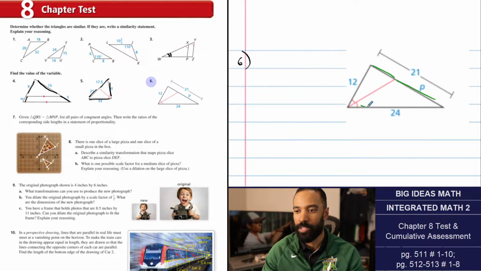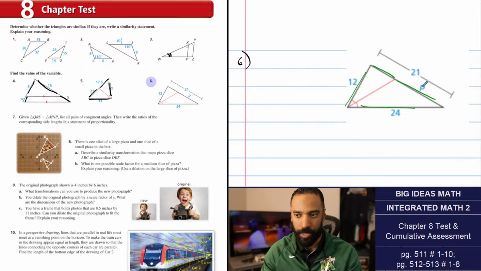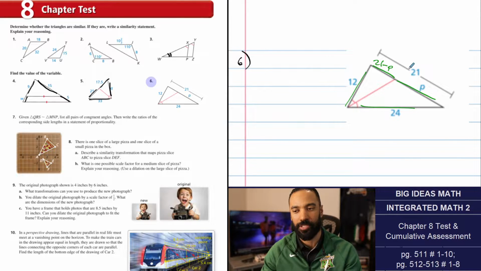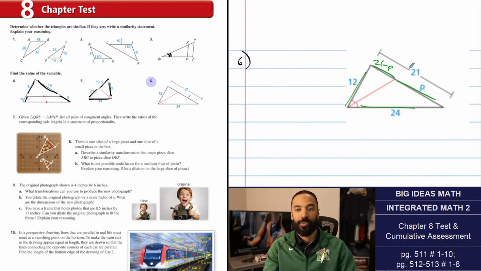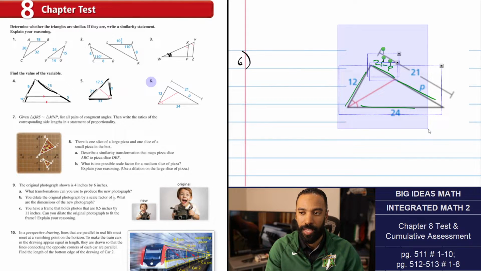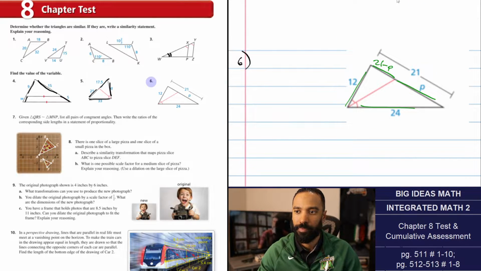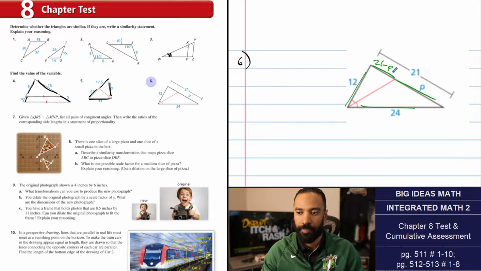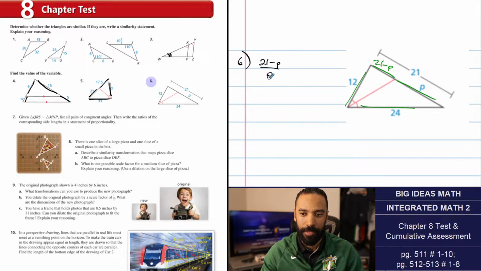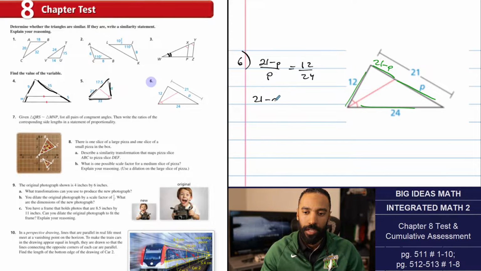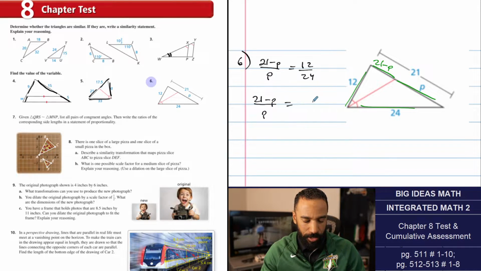No. You want to instead relate it with 21 and p. 21's the whole. P is this part. If I subtract p from 21, then I'll get what this length is. 21 minus p. So the same variable is used in two different kind of contexts there. So let's do it. Let's go this over this equals this over this. At least 12 and 24 can reduce that way. 21 minus p over p equals 12 over 24. The p's can't divide and cancel. That's nothing you can do there.